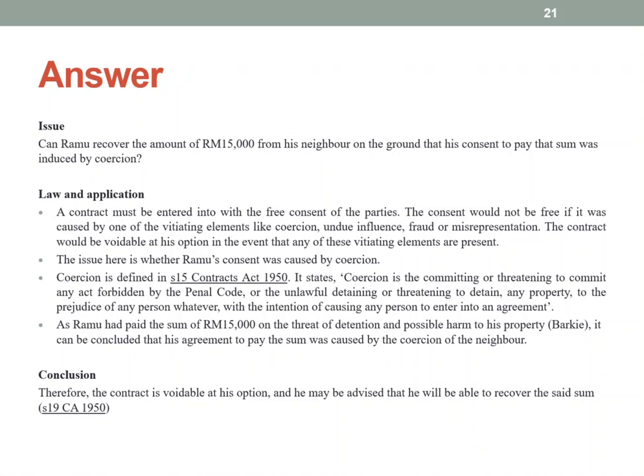All right, so coercion is defined in Section 15. You can just define the coercion. Then you can say, as Ramu had paid 50,000 on the threat of detention and possible harm to his property, the dog, it can be concluded that his agreement was caused by coercion by the neighbor. Therefore, the contract is voidable at Ramu's option, and Ramu is advised to terminate the contract and he can get back his money. Okay?